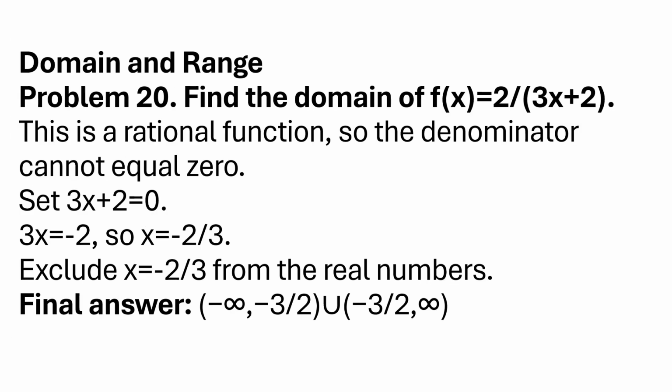We are asked to find the domain of the rational function. Since denominators cannot equal 0, set the denominator equal to 0 and solve. The excluded value is negative 2/3. Therefore, the domain is all real numbers except negative 2/3.